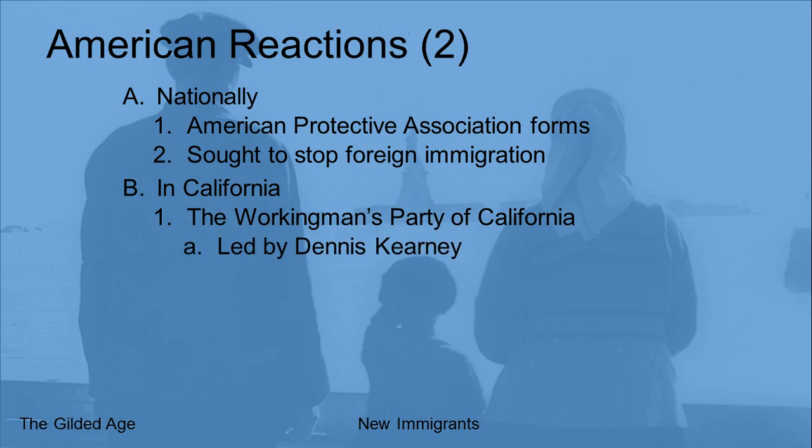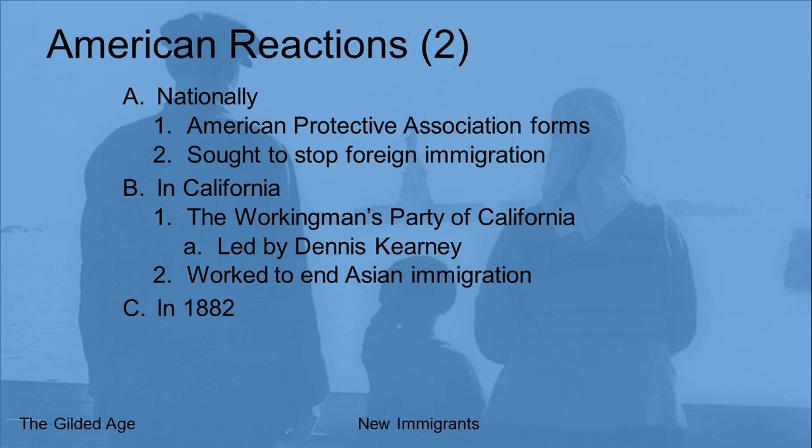Dennis Kearney is an Irish immigrant. But he's not worried about Irish immigrants. He's worried about Asian immigrants. And so in California, the Working Men's Party of California worked to end Asian immigration, or as they liked to put it, the Yellow Peril. Yeah, fun guys there.